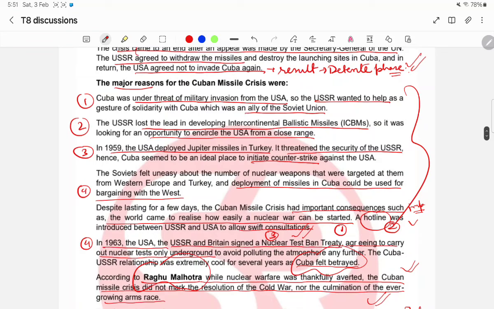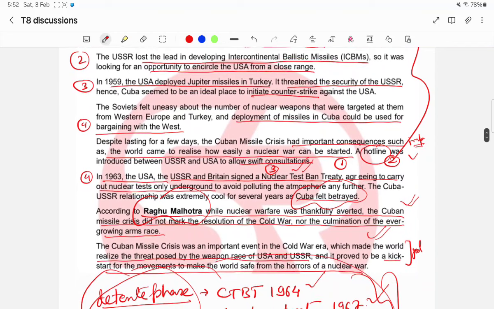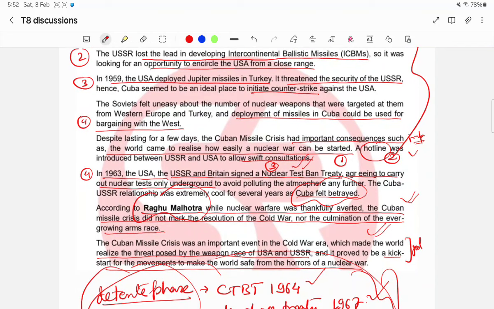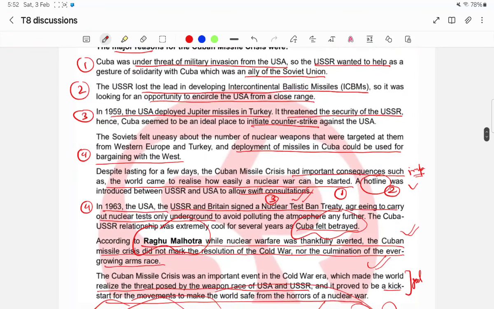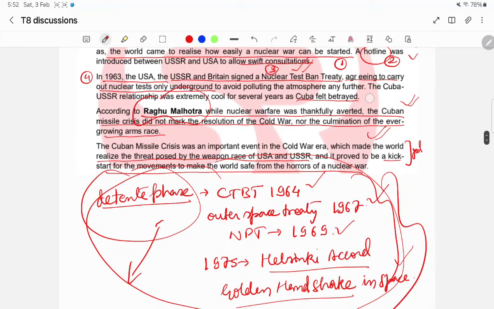So major reasons were these, that Americans took the lead in intercontinental ballistic missile development, and they had put Jupiter missiles in Turkey and Western countries, which made Soviets afraid. So Soviets put their missiles in Cuba to better bargain with the Americans, and this led to the crisis, and the crisis was resolved after the intervention of the Secretary General of the United Nations. And then Americans decided to withdraw their missiles from Turkey, and Soviets withdrew their missiles from Cuba. And this was it about the reasons.